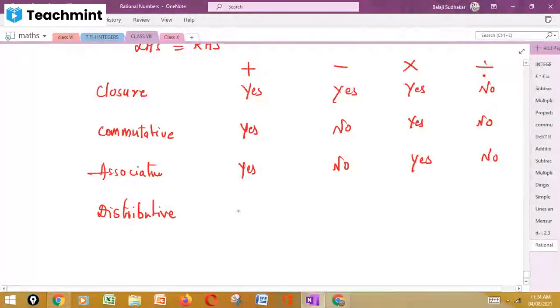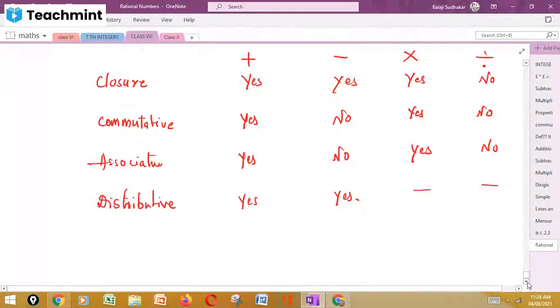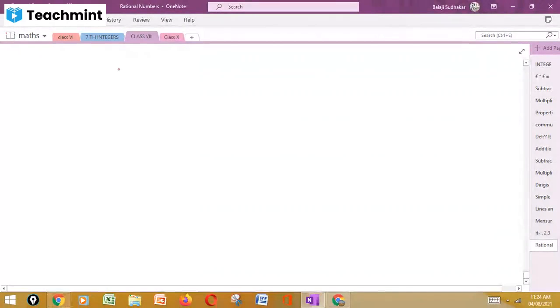Distributive property over addition: satisfied. Over subtraction: satisfied. These others are not applicable for the distributive property. So these are the things we have learned in this. I think all of you understood these properties. Is there any doubt about these properties? No, sir.